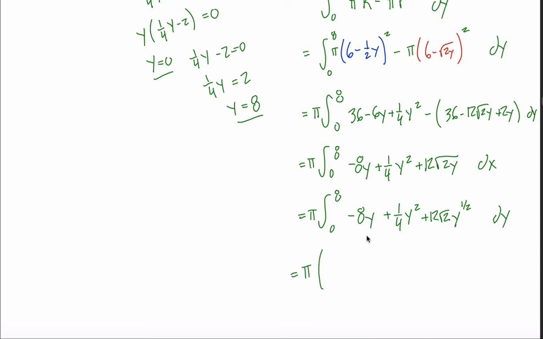The antiderivative of negative 8y is negative 4y squared. The antiderivative of 1/4 y squared is 1/12 y cubed. In the antiderivative of this last term, let's see, my new exponent on y will be y to the 3/2 power, but then I'll need to have an additional 2/3 out in front, and 2/3 of 12 is equal to 8. So I have 8 times the square root of 2. And then this needs to be evaluated from 0 to 8.